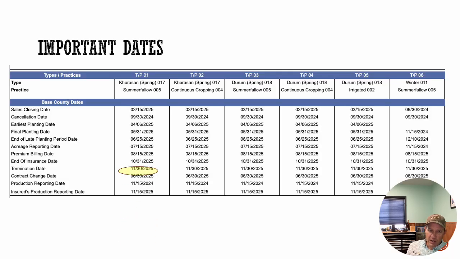Other important dates, termination date is 11/30 for winter wheat, or for wheat. So you have to pay your wheat premium from the previous year by the 30th of November or it'll terminate your policy for the next year.